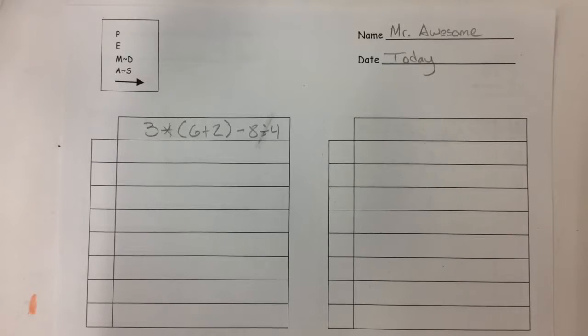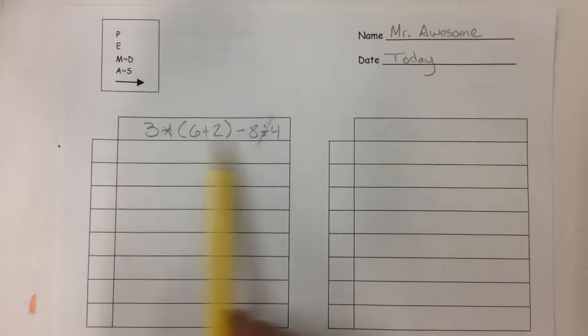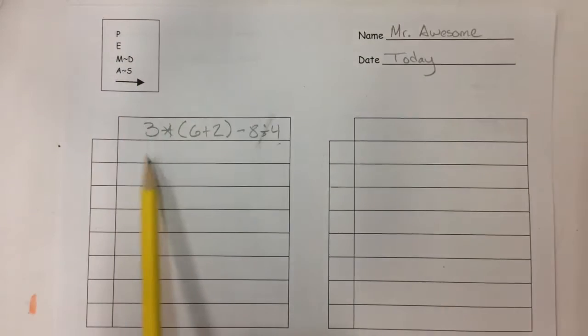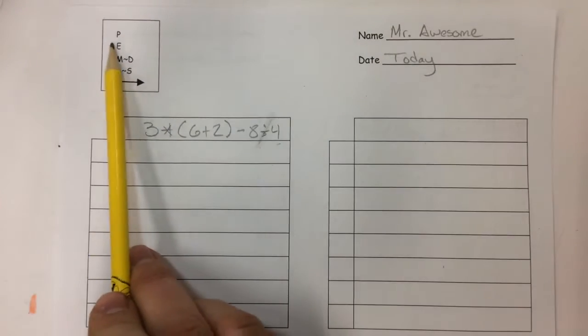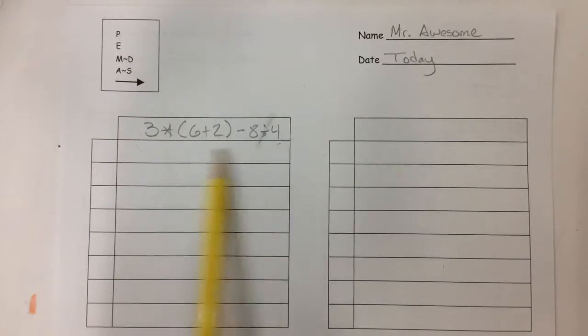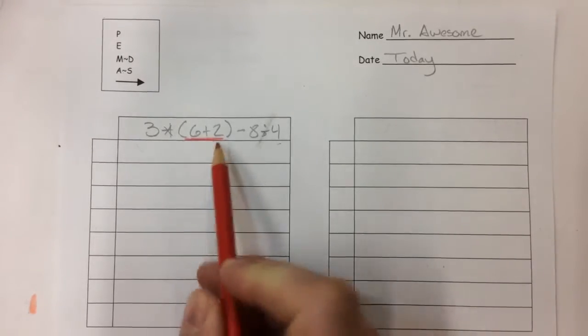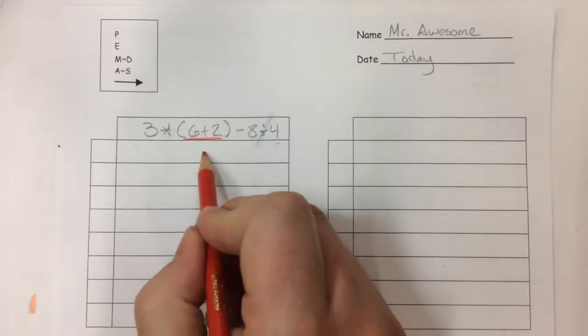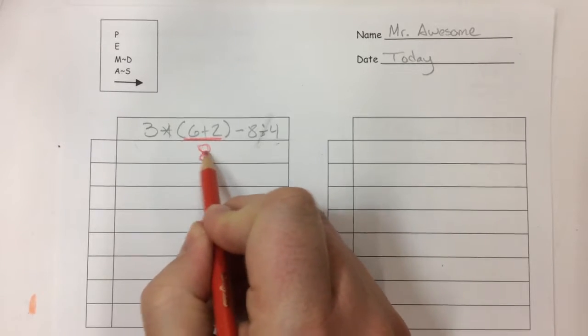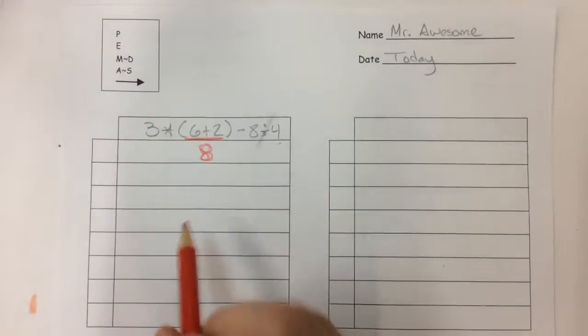So how to use this? To start with, we're going to look at our problem here, and I'm going to look at PEMDAS, and I'm going to say, okay, first step is P, parentheses. Do I have any parentheses? And I see that I do. I have 6 plus 2 right here. So first I'm going to take a look at 6 plus 2, and I'm going to do that one first. So 6 plus 2 is 8, and I'm going to write 8 on the new line right underneath it.